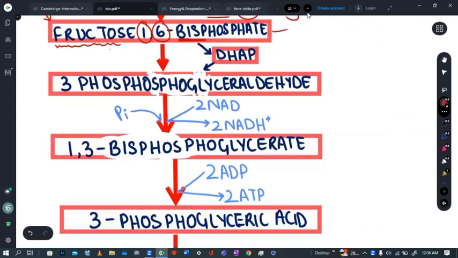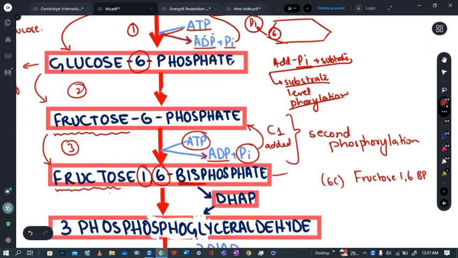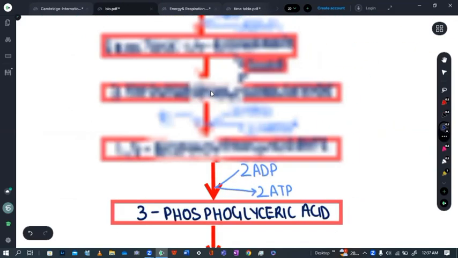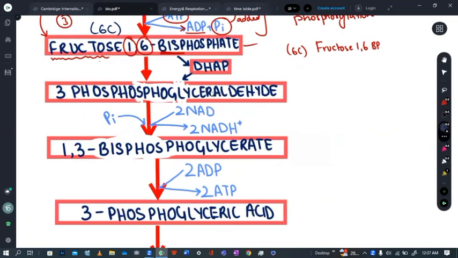Then in the next step, fructose 1,6-bisphosphate, I'm writing it here. This is a 6 carbon compound, right? First we had glucose, which is a 6 carbon compound. Then we have glucose 6-phosphate. It is also a 6 carbon containing compound. Then fructose 6-phosphate. It is also 6 carbon. And then fructose 1,6-bisphosphate. It is also a 6 carbon containing compound. Then what happens here is, in this step, fructose 1,6-bisphosphate gets broken down into 2 compounds, each containing 3 carbon atoms.